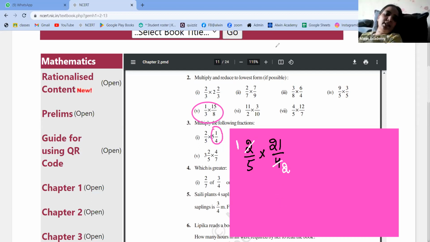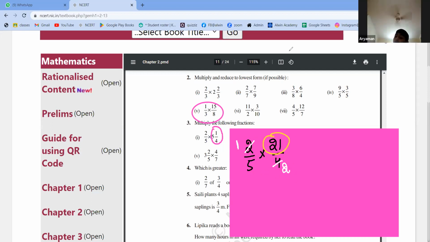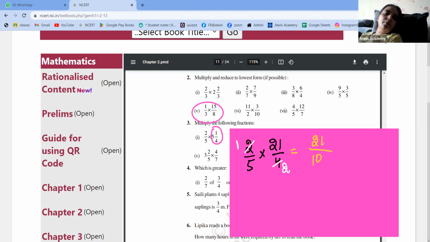Now tell me, Ariman, can this 21 be simplified with any of the denominators? No, ma'am. Good. What is the final answer now? Ma'am, the numerator would be 21 and the denominator would be 10. Very good. Priyansh, it has to be simplified. Okay, ma'am. The previous one. Yes, ma'am. 3-1, the first, second question.